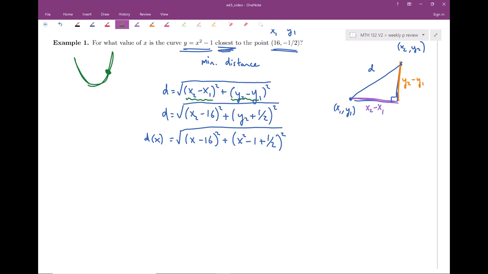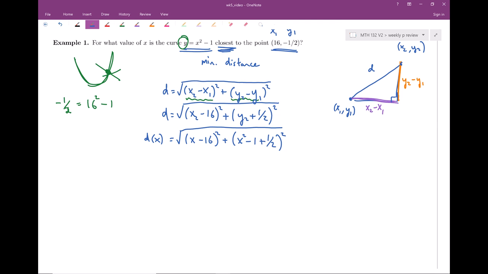So let's see, does this point lie on this curve? The way that we do that is we plug it in and see if it satisfies this equation. So I'm going to do negative 1/2, that's our y value, is equal to x squared minus 1, so 16 squared minus 1. There's our x and our y value. We plug that in and we can see that 16 squared, I think that's like 256 or something like that. 256 minus 1 is going to be 255. Does that equal negative 1/2? Absolutely not. So the distance is always going to be positive.